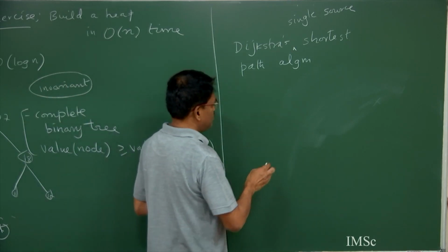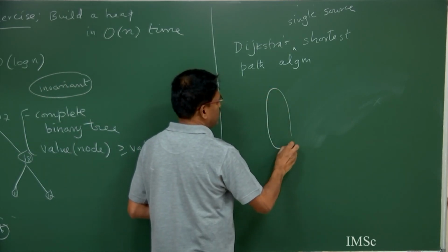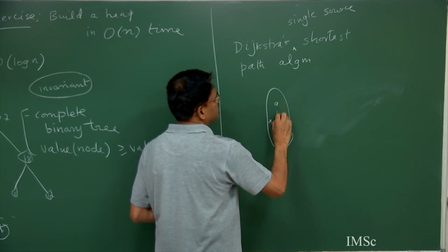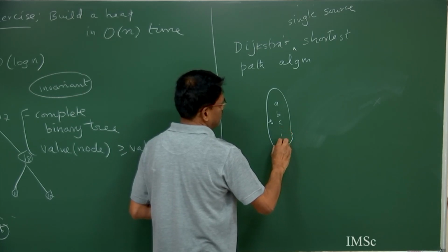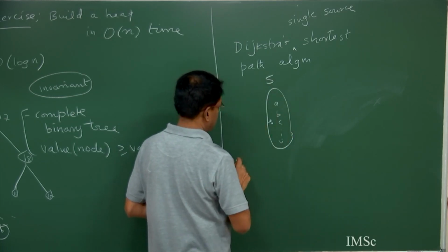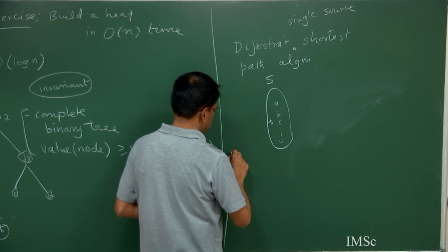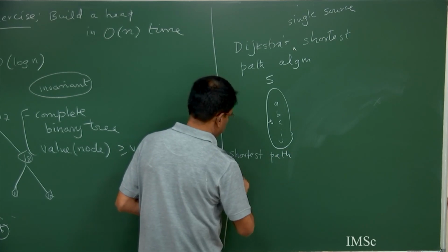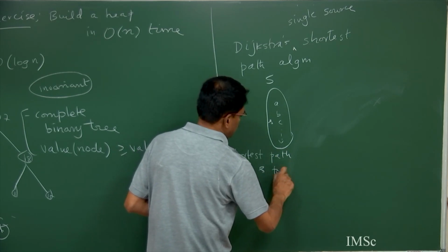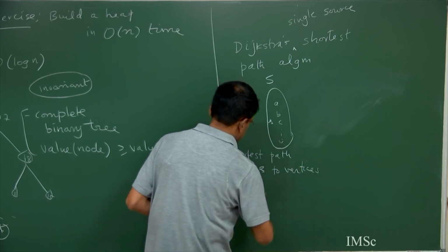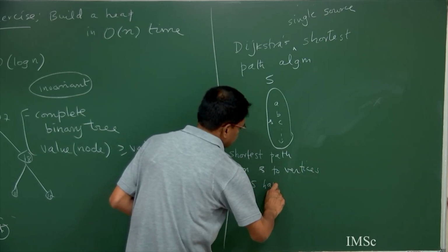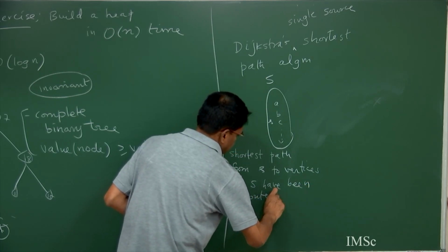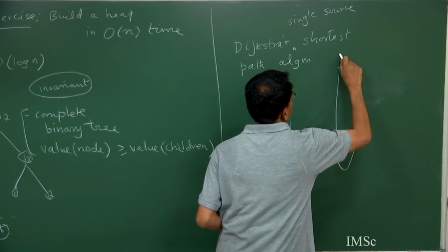So the invariant it maintains is that at any point of time, I know the shortest path from S to some set of vertices. Let's call this set S. The shortest paths from S to the vertices in S have been computed. So what is left is V minus S.